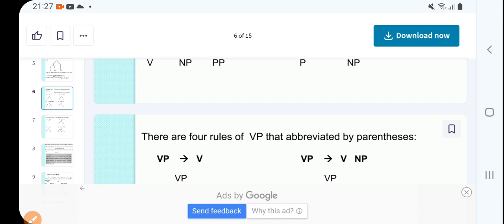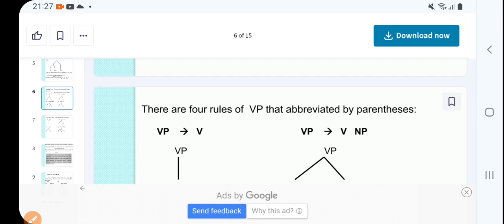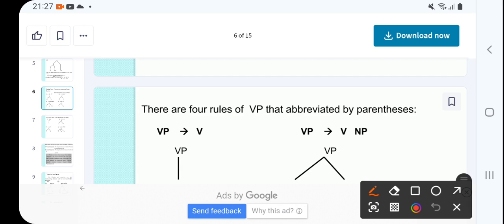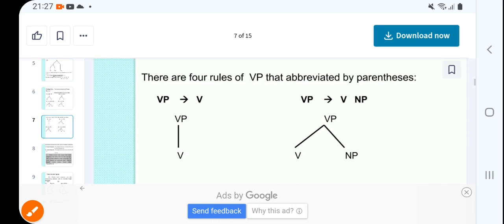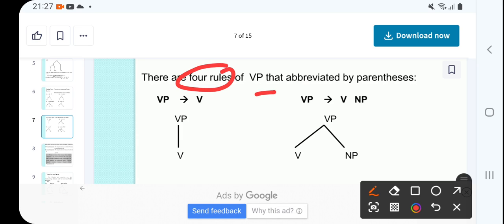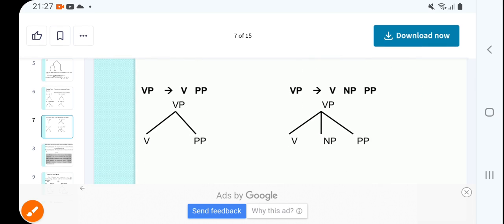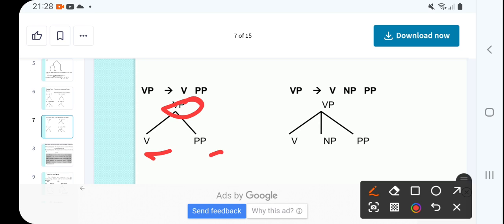There are 4 rules of verb phrase that are abbreviated by parentheses. Parentheses mean extra information. So there are 4 rules of verb phrase, right? Verb phrase, verb, single verb, right? Or verb and noun phrase, right? And that is abbreviated by parentheses. Let us see. These are the parentheses, meaning extra information. Verb phrase, verb, and prepositional phrase; verb phrase, verb, noun phrase, and prepositional phrase. So verb phrase may have verb and prepositional phrase, or verb, noun phrase, and prepositional phrase, okay?